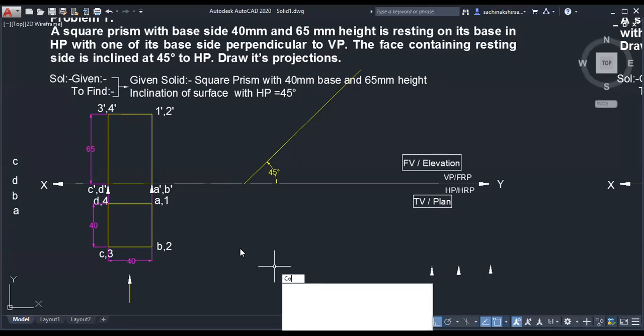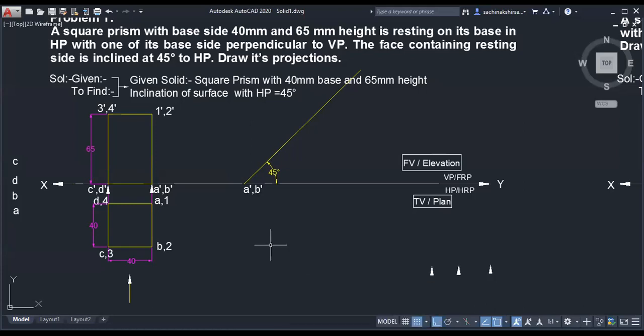Now at the base, the base side will remain here. So here I am going to give the name A dash, B dash. Now in this case, we just have to rotate the prism so that the face containing the resting edge will make 45 degree. That is the only condition, nothing else. So take one random point on the XY line, draw 45 degree, and only rotate the front view you drew in the first stage till it makes 45 degree. Are you getting? Take a look.